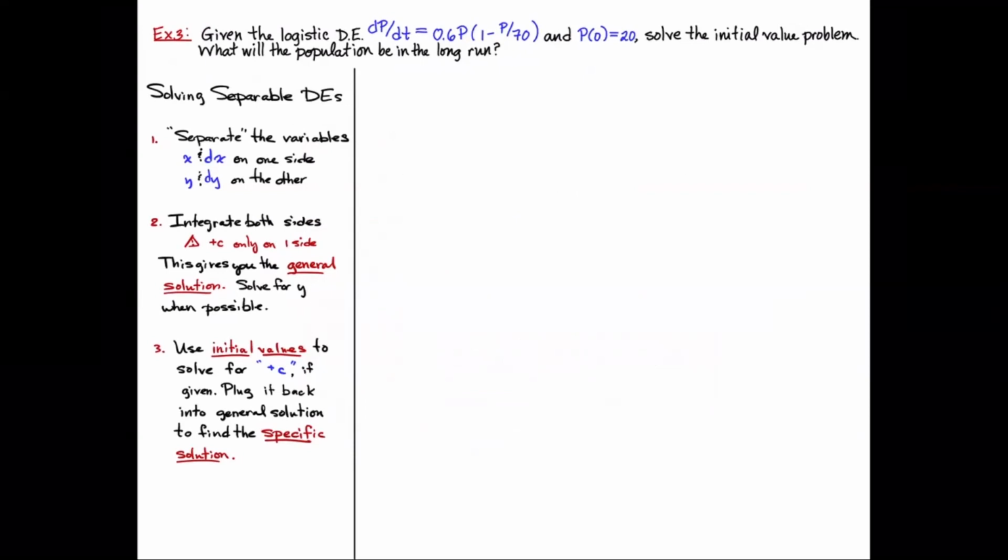And I wrote on the side the steps for solving the differential equation so we can use it as a guide when we're separating our variables. So we'll start by getting everything with a p on the left-hand side and everything without a p on the right-hand side. That gives us, in our numerator, a dp, and that's going to be over p times 1 minus p over 70. And that's equal to 0.6 t. I'll leave a little space here.